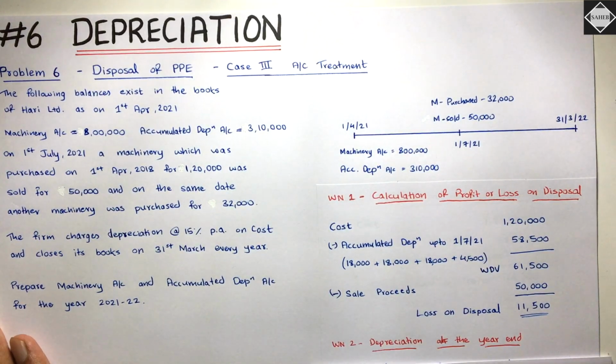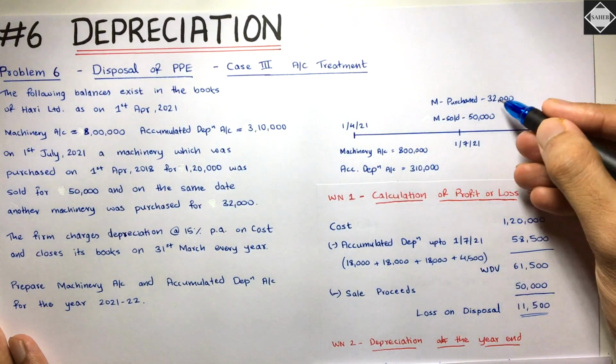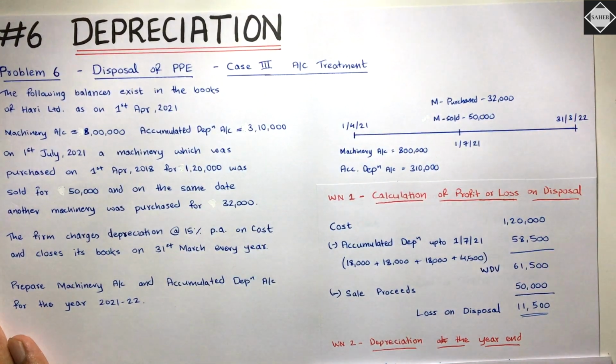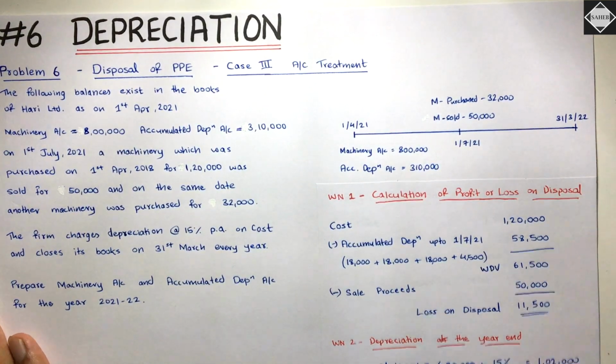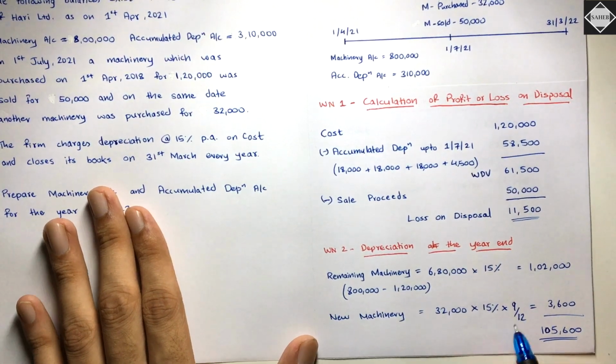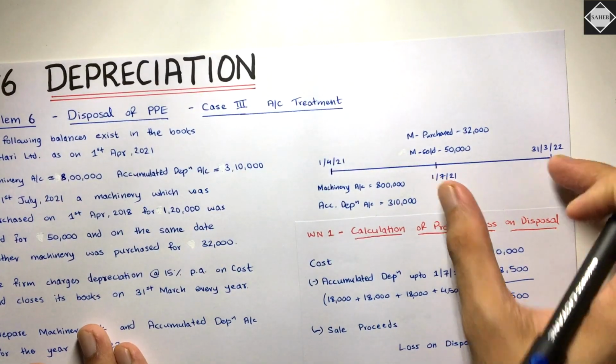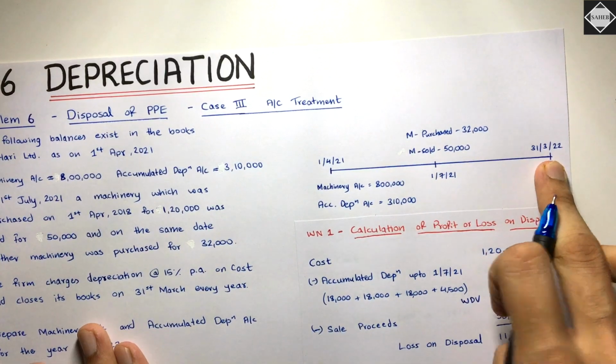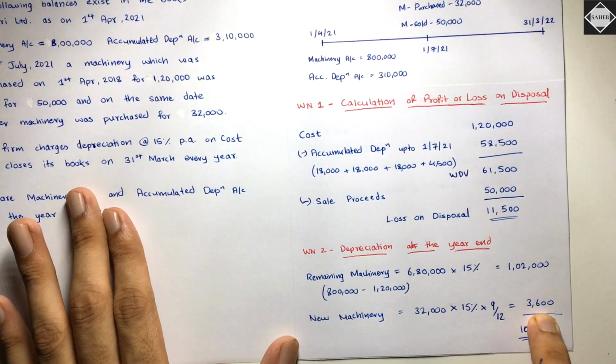And then you also have to calculate the depreciation on this 32,000. Now we already did that in calculator. It was 3,000 something. New machinery, 32,000 into 15% into 9 by 12, only this period from date of purchase till the year end. Okay, 9 by 12, 3,600.